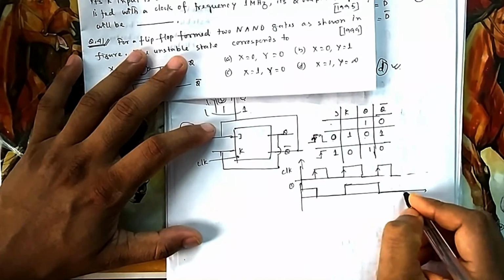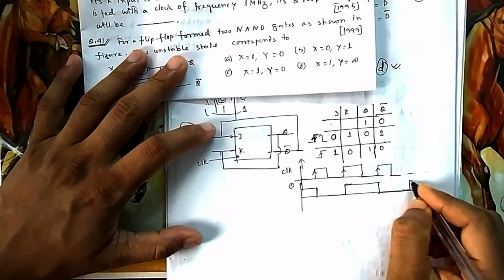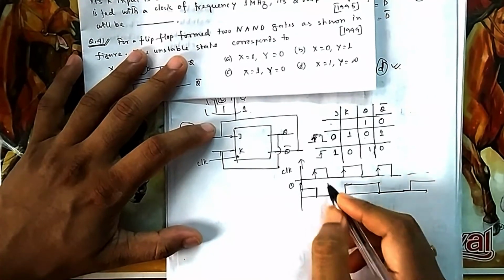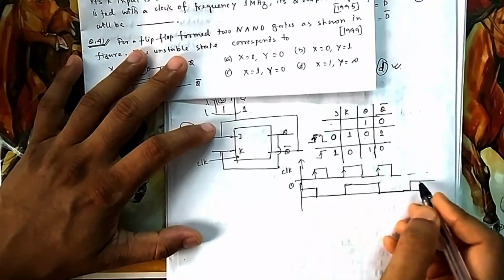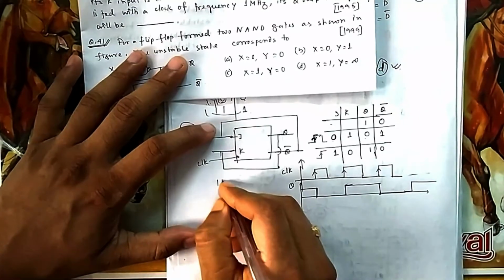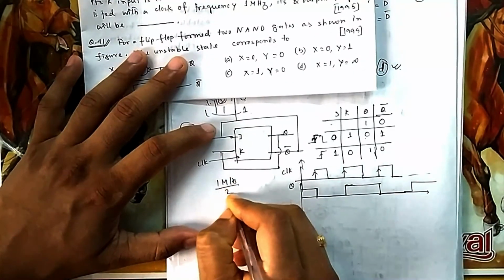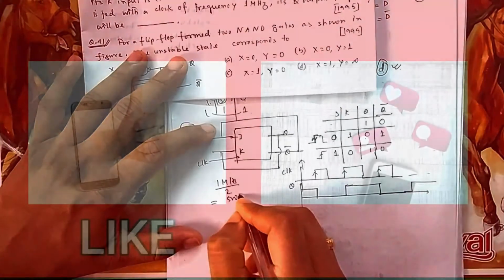So now you can see that your frequency is half. Earlier it was coming very fast, now it is coming very slow. So your frequency will get reduced. 1 megahertz divided by 2 will be 500 kilohertz.